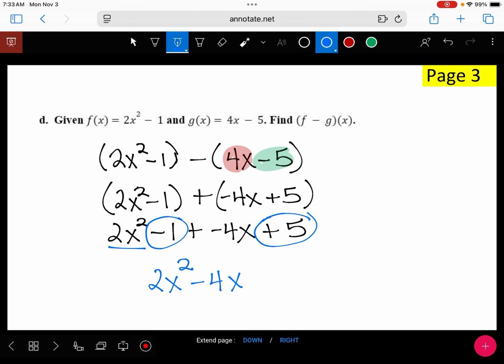Johan, what would I get when I add together the negative 1 and the 5? I didn't hear you. Positive 4. Good job. Questions or comments?